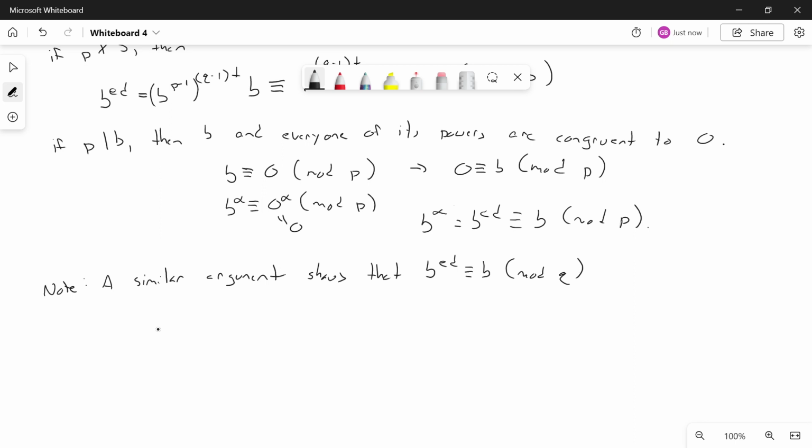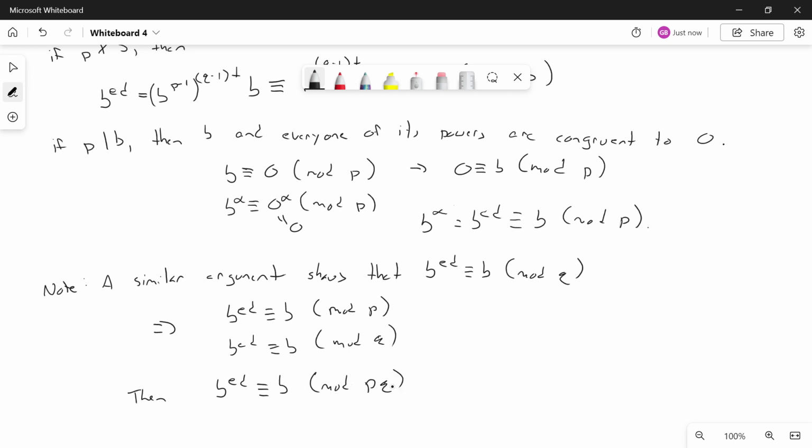All right, so if we have B to the ED is congruent to B mod P, and we have B to the ED is congruent to B mod Q, and P and Q are in fact distinct primes, then clearly B to the ED is congruent to B mod P times Q, and P times Q, this is our N. So there we go. This is how our algorithm works. This is the proof that it does in fact work.